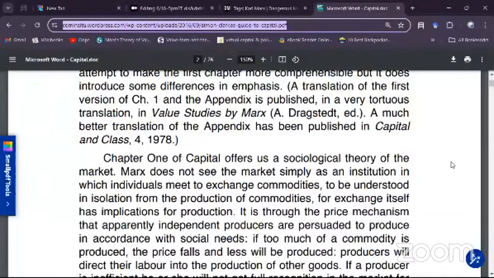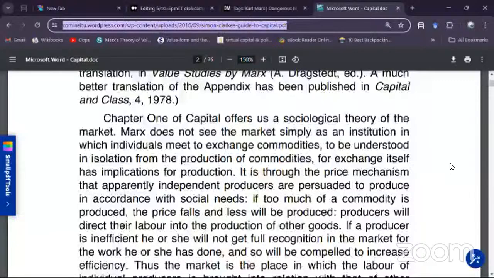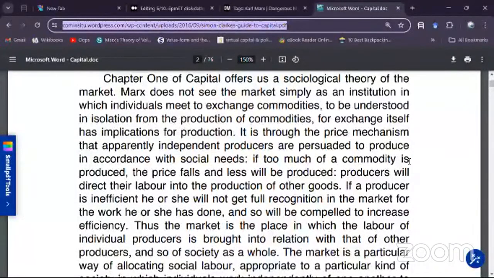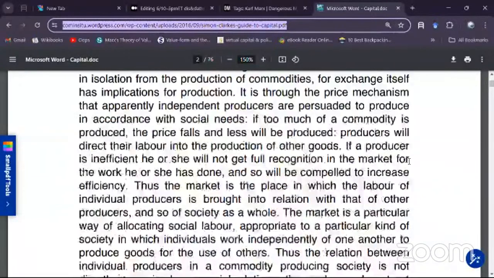It is through the price mechanism that apparently independent producers are persuaded to produce in accordance with social needs. And you can see that mentioned above, that it's not always all uniform. You spend part of the day working for the Lord, but you've got stuff you want to do. If too much of a commodity is produced, the price falls and less will be produced. Producers will direct their labor into the production of other goods. If a producer is inefficient, he or she will not get full recognition in the market for the work he or she has done, and so will be compelled to increase efficiency. So there's this automatic drive for efficiency and productivity. Thus, the market is the place in which the labor of individual producers is brought into relation with that of other producers, and so of society as a whole.